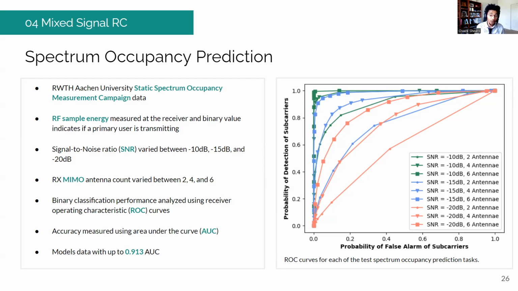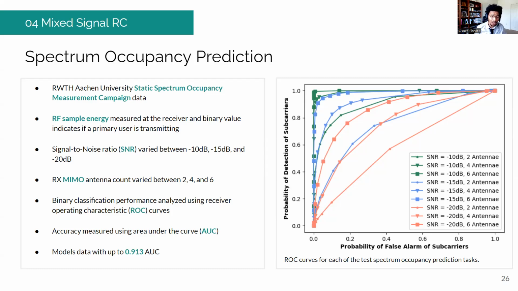And we fed that to the neural network so that it could determine and predict whether or not the spectrum was being utilized or not. And that was according to the initial measurements. And so this was tested with a variety of different signal to noise ratios. And also in software, it was tested against a variety of different MIMO antenna configurations.